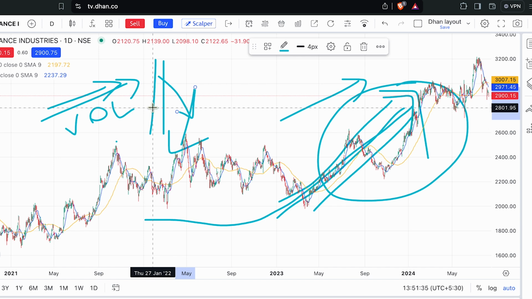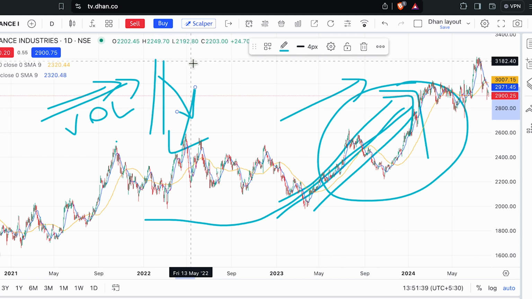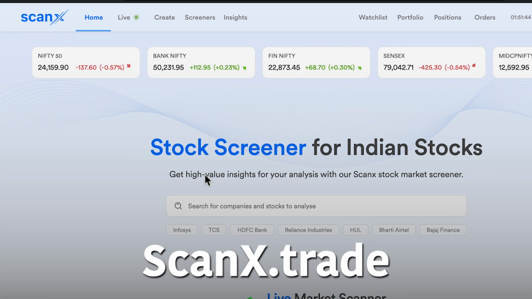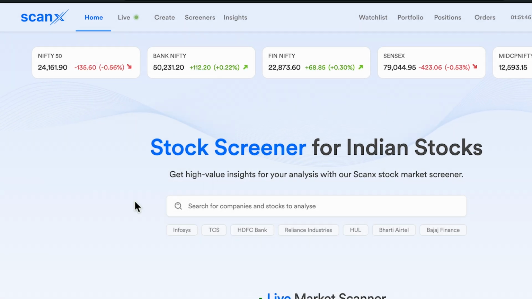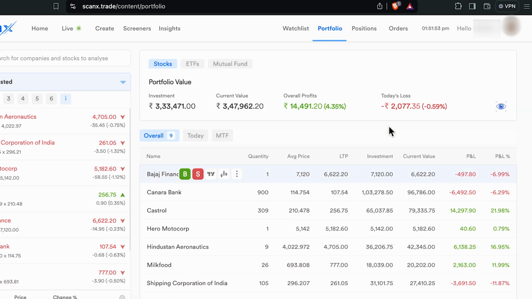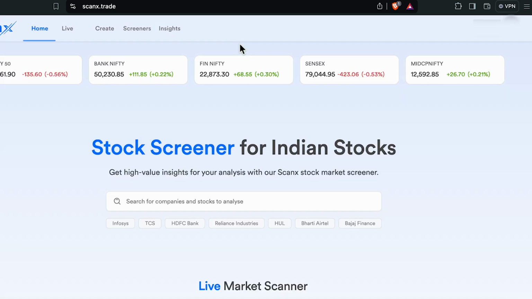Now, what is a good way of identifying stocks that are in momentum and can be used for swing trading? I use a screener called ScanX for this. I have linked my Dhan account with this. This screener is made by Dhan, and I can look at my watch list, my portfolio, everything over here easily.